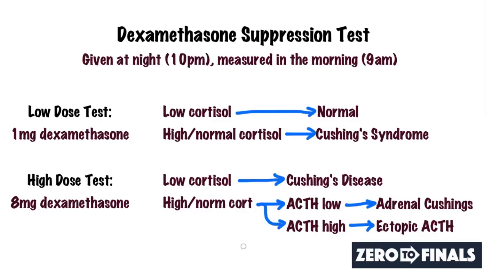So I hope that's cleared up some of the confusion about the dexamethasone suppression test, and you now understand how to interpret all of the results.